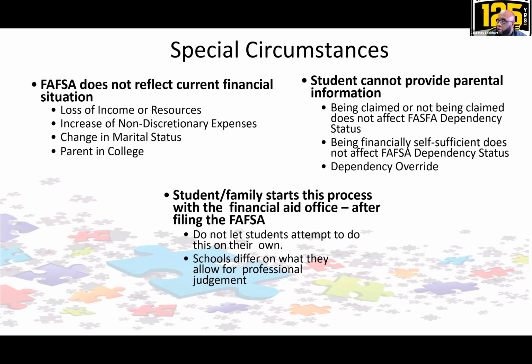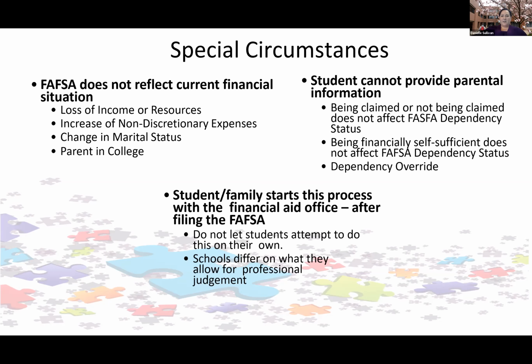But at Wichita State and most of the Kansas schools, you're going to find that there are opportunities available for professional judgments. And the other realm of professional judgment is when a student cannot provide their parents' information. So there's some kind of circumstance in their life and they're not able to get their parent to sign the FAFSA to provide their information.